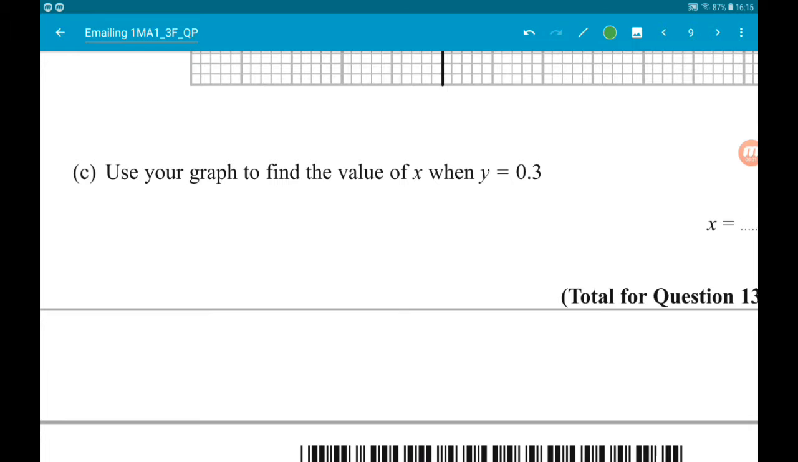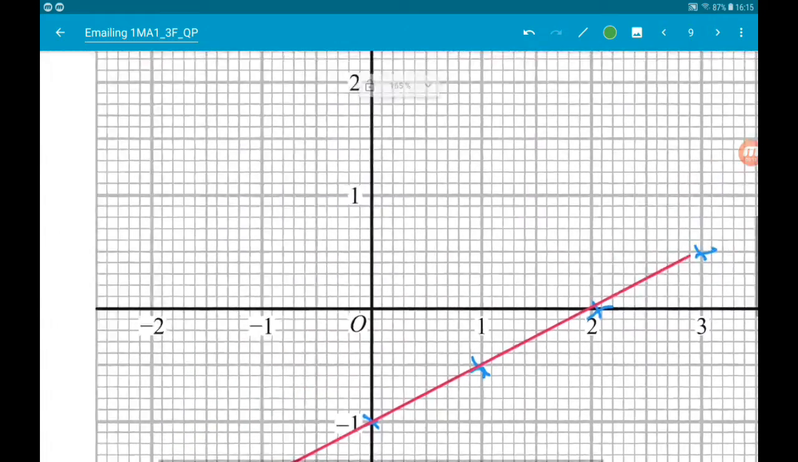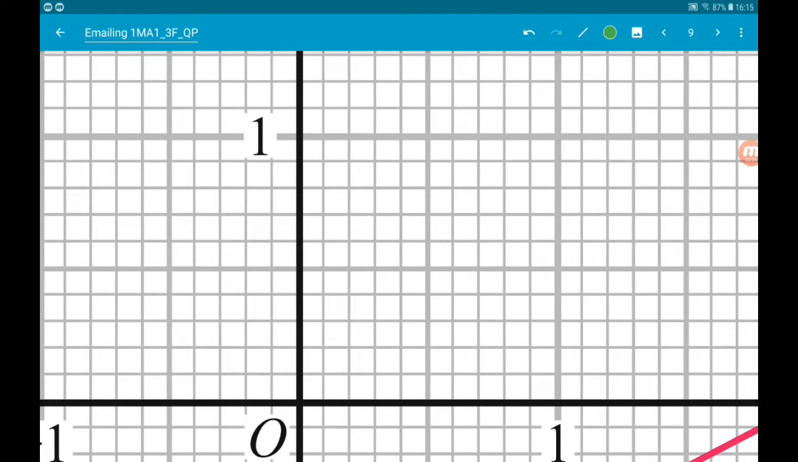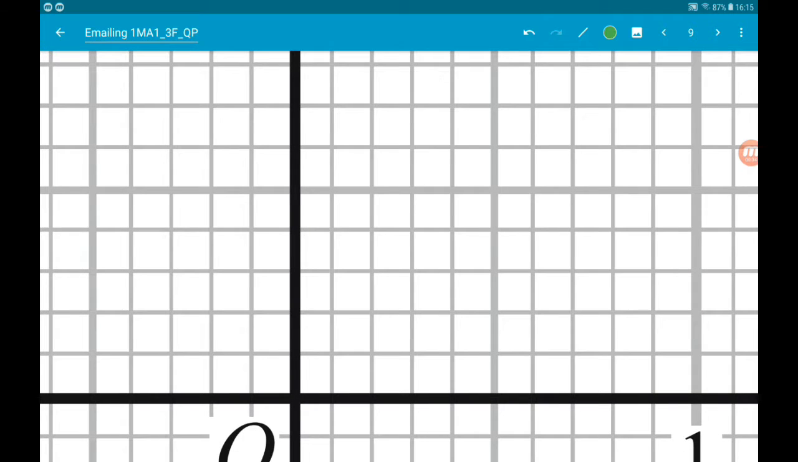Okay, then part C, which I totally didn't miss, wants us to use the graph to find the value of x when y equals 0.3. So what that means is find where y is equal to 0.3. So the scale is 1 big square represents 1. So every little square is 0.1. So y being 0.3 is there.